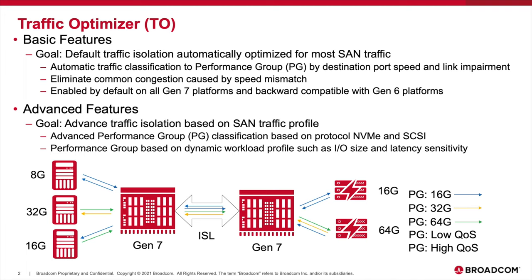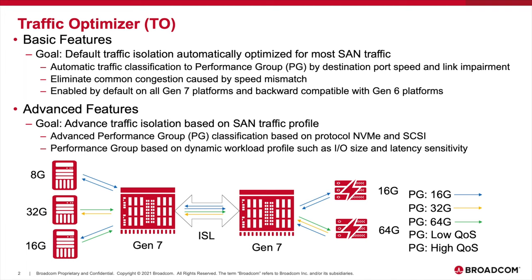Advanced Traffic Optimizer features will also allow us to further reduce fabric impacts by classifying devices into performance groups based on the protocol they are running and even dynamically assign flows to different performance groups based on their workload profile. One last thing I do want to mention is the fact that there is no configuration necessary, and all of this is happening automatically as well as non-disruptively in the background. This will help autonomously mitigate the most common congestion problems in the SAN with zero user intervention.